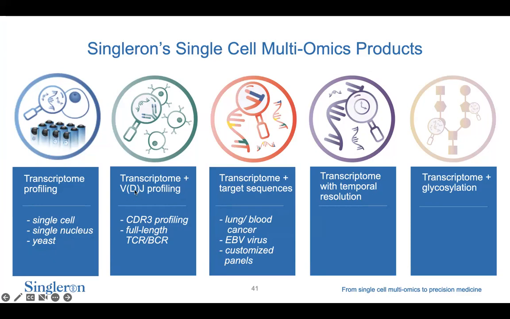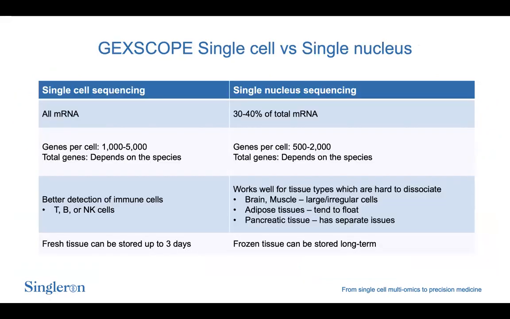We also have possibilities to do the transcriptome profiling combined with the VDJ profiling, in case you are interested in immune repertoire profiling, or the full-length information on the T cell and B cell receptors. We do transcriptome profiling of single cells combined with the target sequences. And we can also combine the transcriptome with temporal resolution, or transcriptome with glycosylation on the single cell level. So let me start with the single cell versus single nucleus.